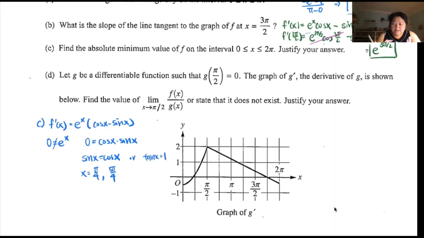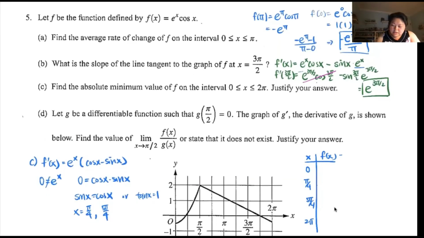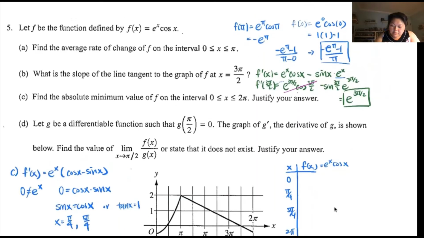So you would make a t-table, and using this space over here, f of x and x. So I'll check the endpoints, 0, check my extrema, pi over 4, 5 pi over 4, and then 2 pi. And then plug into my function, which is up here, e to the x cosine x, right? So we know f of 0, we already did that. f of 0 up here was 1, right? We got that answer from part A here, 1.